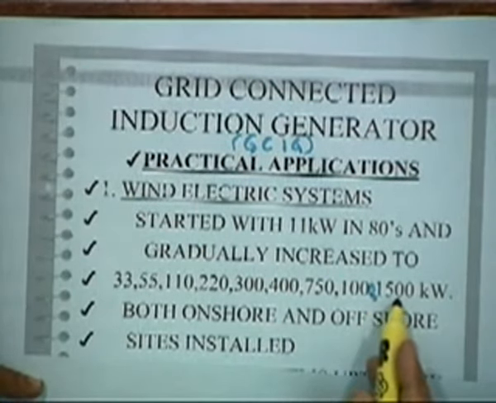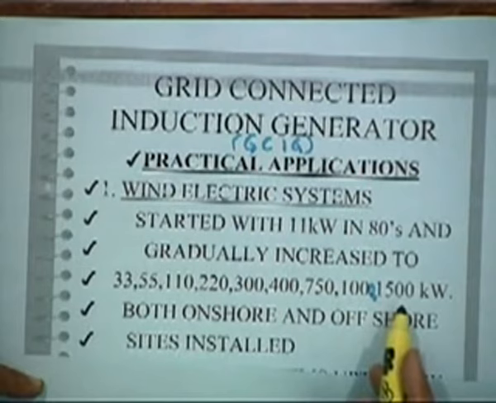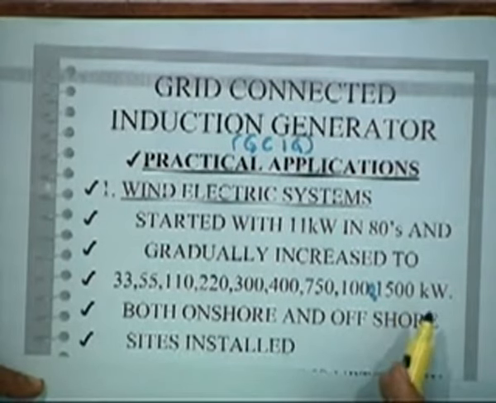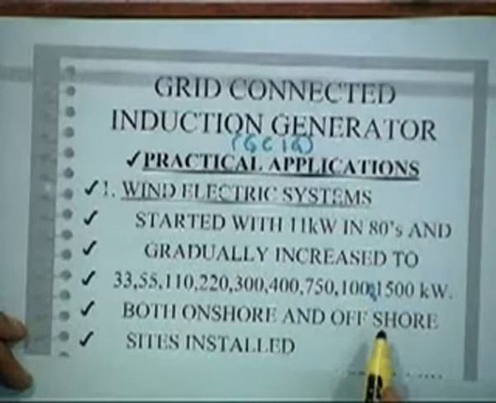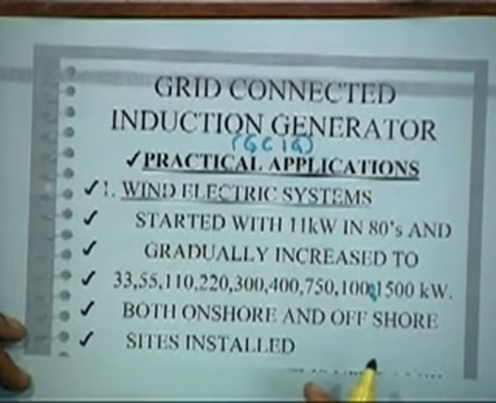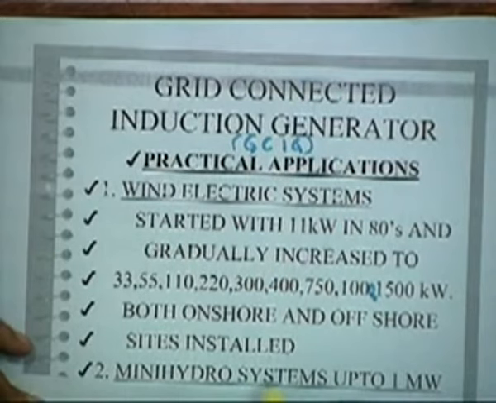Of very high capacities. Of course, you must appreciate that this is a really involved technology. A wind electric system has almost all areas of engineering. It has aerodynamics, material science, electrical engineering, electronics, computers, civil engineering, and even ocean technology, meteorology, and wind planning. Now the other place where induction generators are used is mini hydro systems, or small hydro up to about 1 megawatt. They are also installed because they are very simple and robust machines.